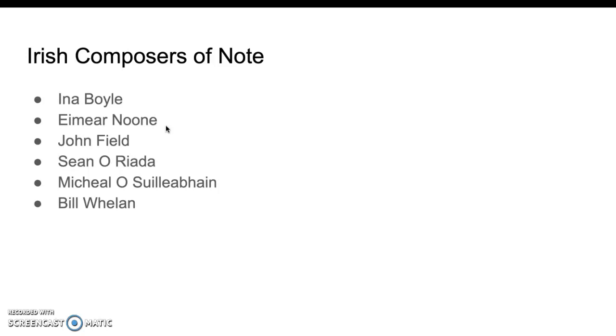But that's up to opinion. John Field, Sean O'Reilly, Mícheál Ó Súilleabháin, and Bill Whelan. So John Field would have written a lot of piano music. There is a room named after him in the National Concert Hall. No surprises for guessing that room is called the John Field Room. Sean O'Reilly, who is very famous for composing, for example, the music to the film Mise Éire.